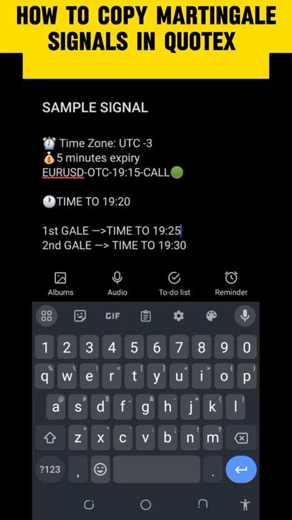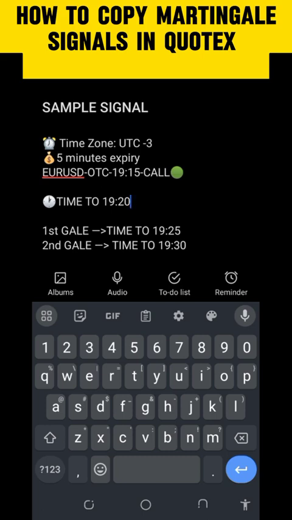So let's say you started with $10, and you are losing. You clicked up and you discover that by the time it is going towards 19:20, it is still very much down. It is not even up. So you prepare for the first gale, and at exactly 19:20, when the first trade is ending, you click up again. Remember, the same direction, the same currency pair. That trade will run from 19:20 to 19:25 with double the amount you used in the main trade.